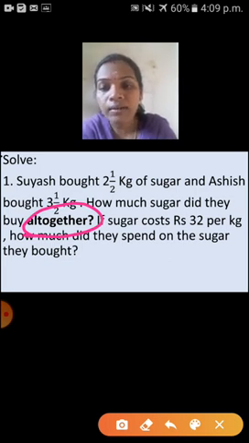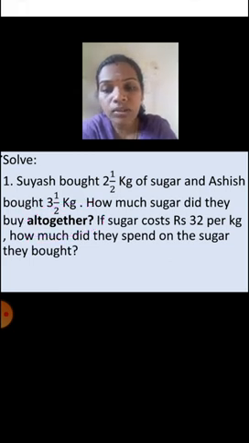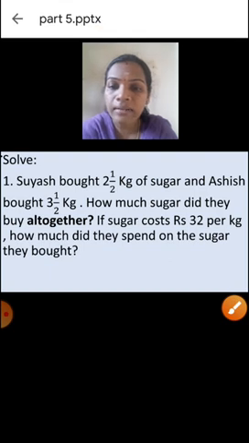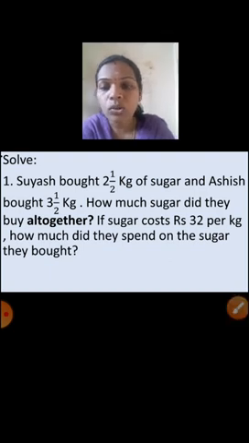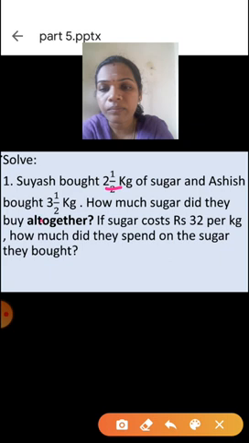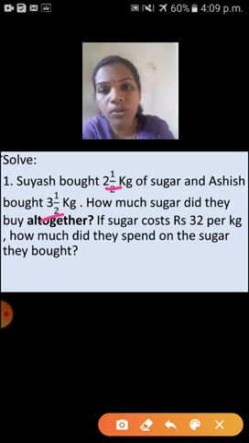Okay. So see here, altogether. In this question, altogether is the keyword. So altogether means you have to add. And your question is, how much sugar did they buy altogether? So these 2 fractions you have to add, then you will find the total amount of sugar.